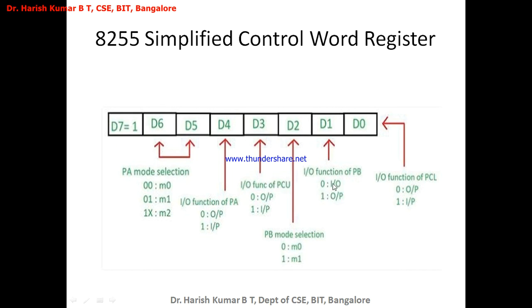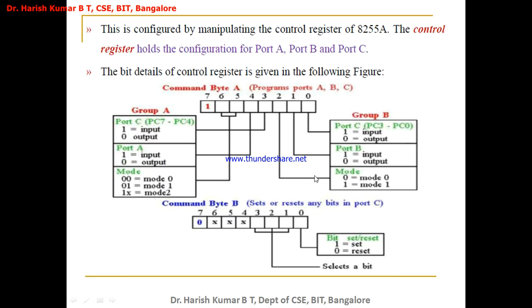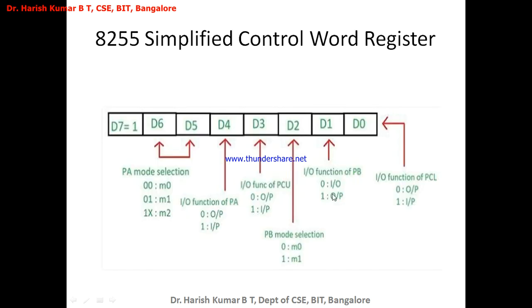Here it is interchanged, but this one is correct. I'll try to change this in my PPT. For now, you make a correction. 1 is input and 0 is output. Here it is correct, and here and here this is also correct. Only here I have gone wrong. Sorry for the mistake. I'll correct this in the PPT.